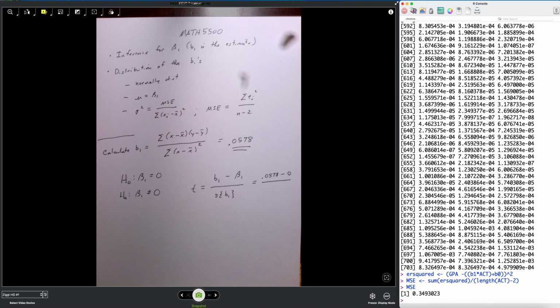All right, so the mean square error is 0.3493, much better. So we know that the sum of the deviations was what we used before. The sum of the deviations we had is the denominator. So the variance of B1 is going to be the mean square error divided by the denominator.